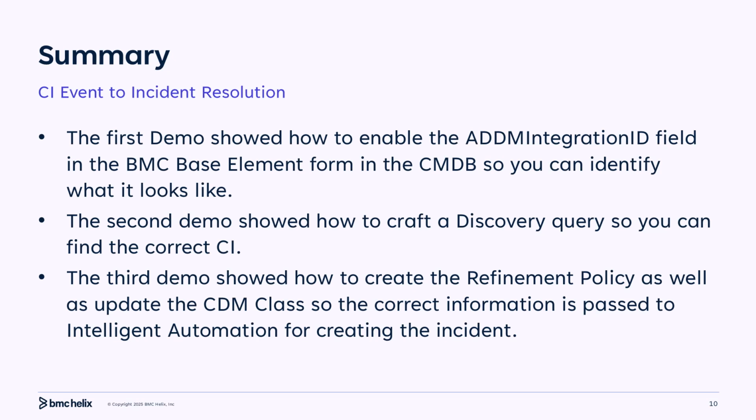So in summary, in the first demo, we showed how to unhide the ADDM integration ID in the CMDB. This allows you to see exactly what the CMDB is expecting in relation to the node ID and the CDM class that is sent over from the event. If they match, we have a proper impacted CI in the incident. The second demo showed one way to create a query in Discovery to return a specific CI. In the last video, I showed you how to create the refinement policy so that you were going after the same CI as the Discovery query returned, and also enriching the CDM class if it's required.